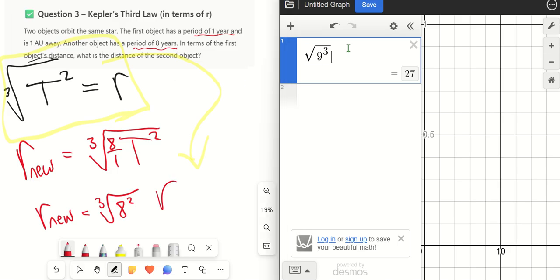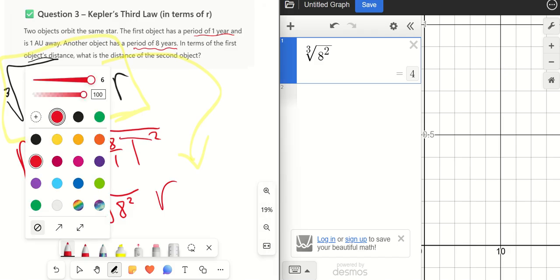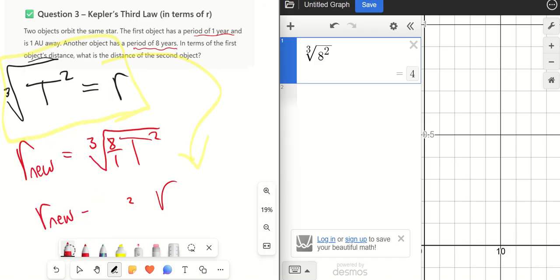Now I'm going to come over to Desmos. I'm going to put CBRT, cube root, and this is going to be 8 squared, and I get 4. So my answer here is that my new radius is 4 times the old radius.